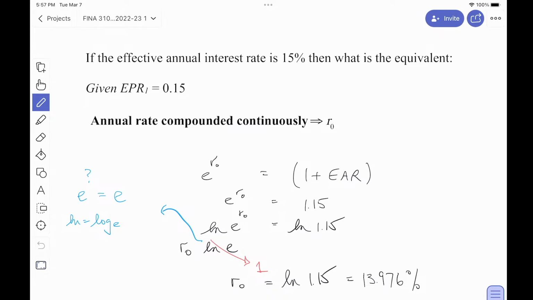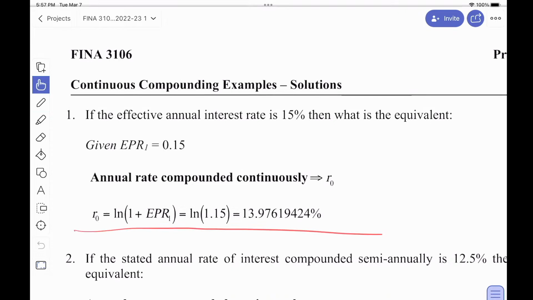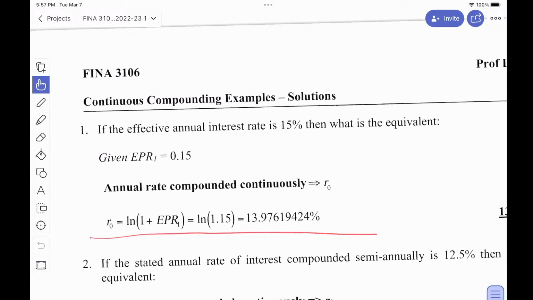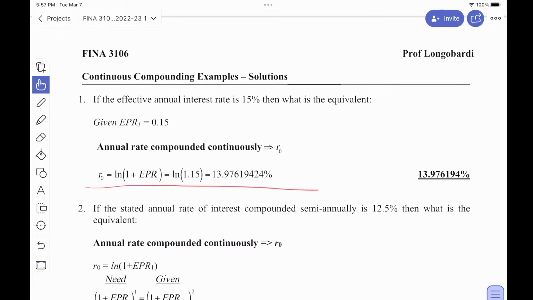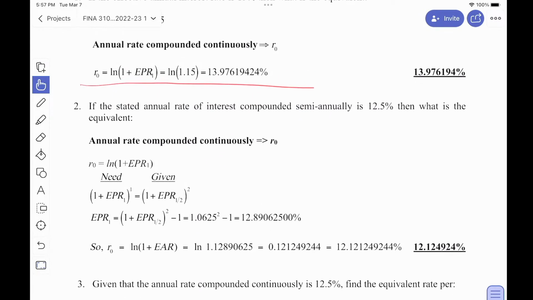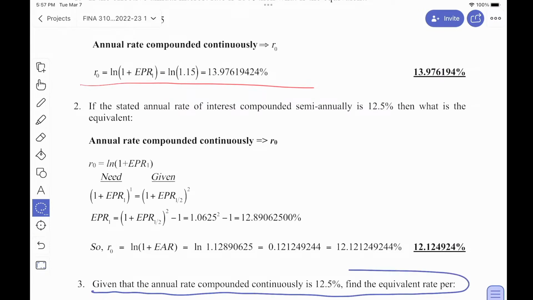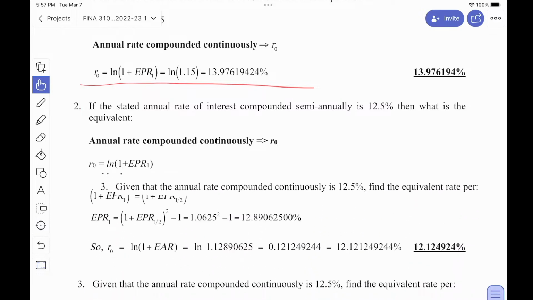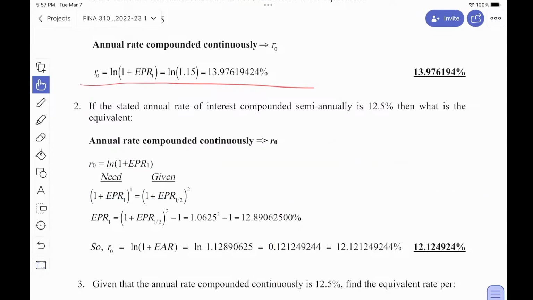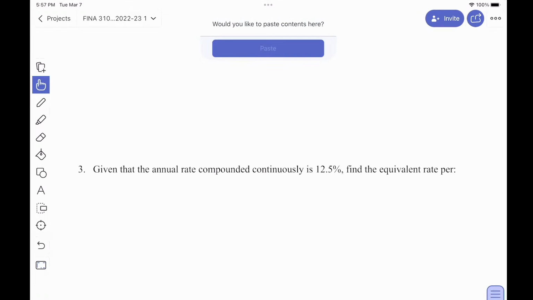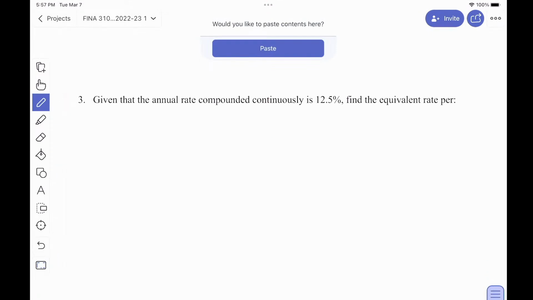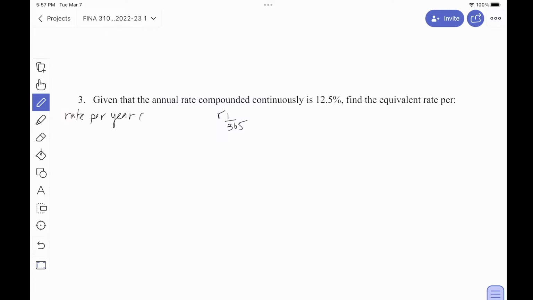All right. Let's get the next one. Actually, let's do the third one. So, you know what, I'm going to copy it out. Hold on.